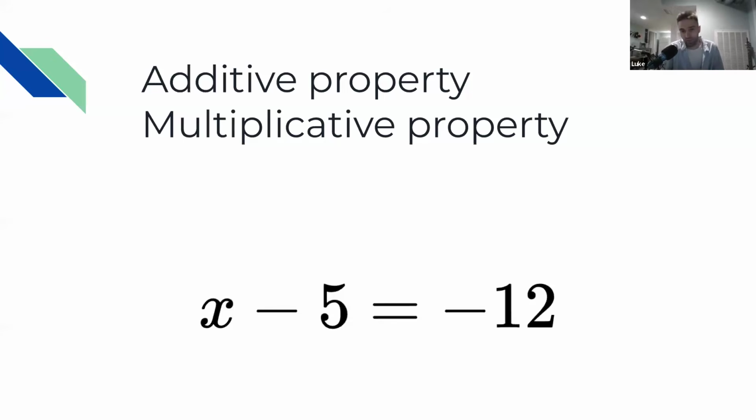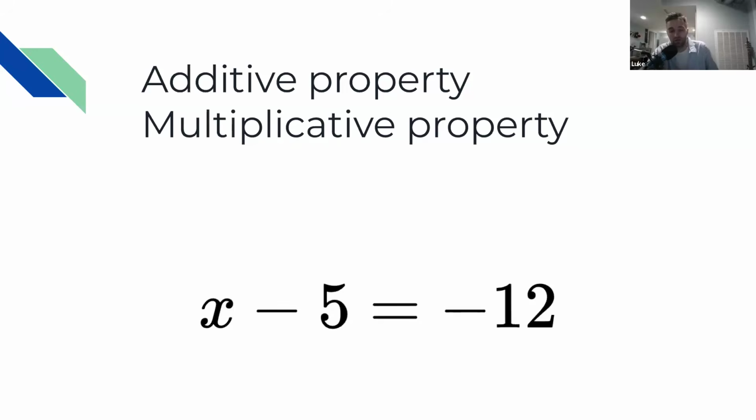In the first example, I have the equation x minus 5 equals negative 12. You'll recall from the last video that we talked about two properties that we can use in algebra: the additive property and the multiplicative property. To solve this equation, I want you to take a moment to think about which property I need to use to solve the equation.